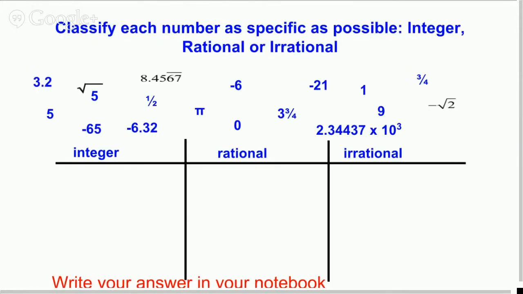Welcome back. All right, next, I want you to draw this table. So with the 3 lines there, write integer, rational, and irrational. Then you're basically just going to write which ones you think go where in each box. So put what you think goes in each box. I'll show you the answer in a little bit. So go ahead and pause it and classify these numbers.